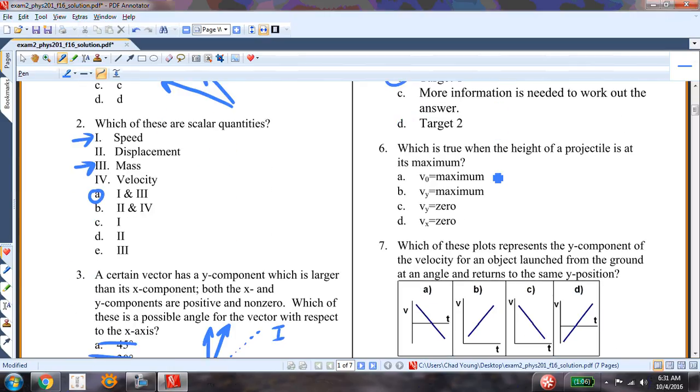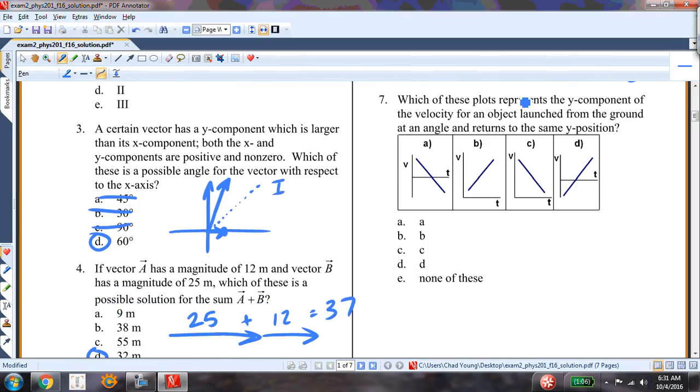Which of these is true when the height of a projectile is at its maximum? At the maximum, Vy is equal to 0. Remember, Vy starts out big, it gets smaller, and at the top it goes to 0. Vx, on the other hand, remains constant throughout.